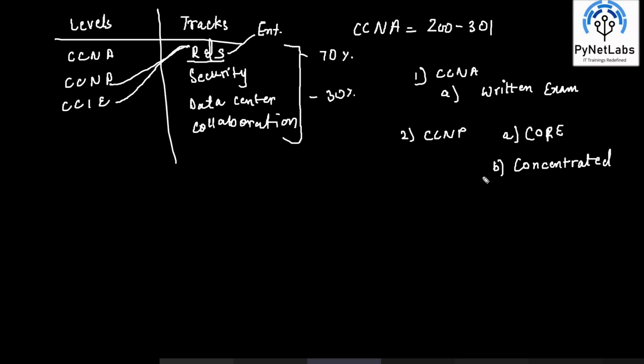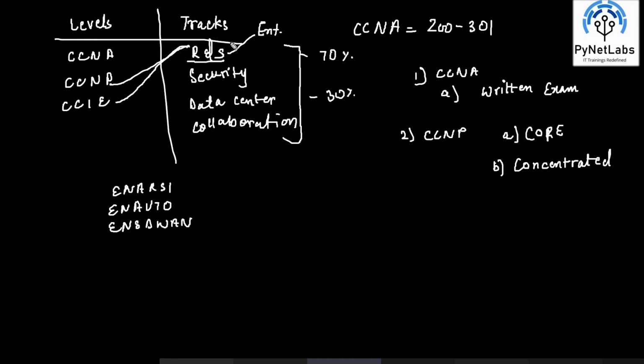Now, what is this core exam and what is this concentrated exam? Let's understand that. So now with this, Cisco introduced some concentrated exams like ENARSI, which is Advanced Routing and Switching, ENAUTO, which is related to automation, and some others like ENSDWI, which includes SD-WAN.